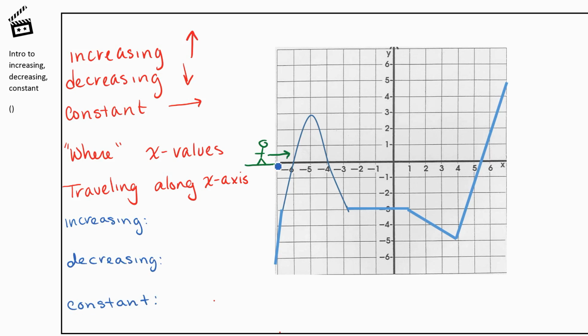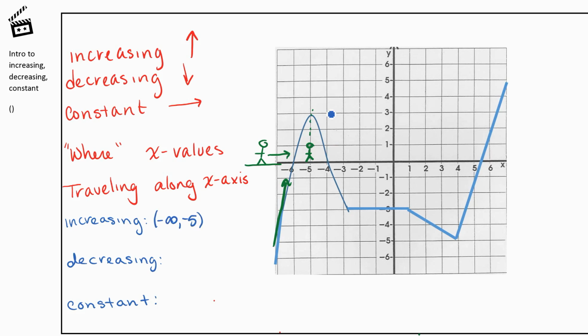Our little guy is walking along, and from negative infinity up until we get to -5, the graph is going up. When we get to -5, we hit this tallest point, and then something changes. The graph starts going down. From negative infinity up to -5, the graph keeps getting higher and higher. So from negative infinity to -5, we are increasing. That's not going to be the only place, but we'll write that part down.